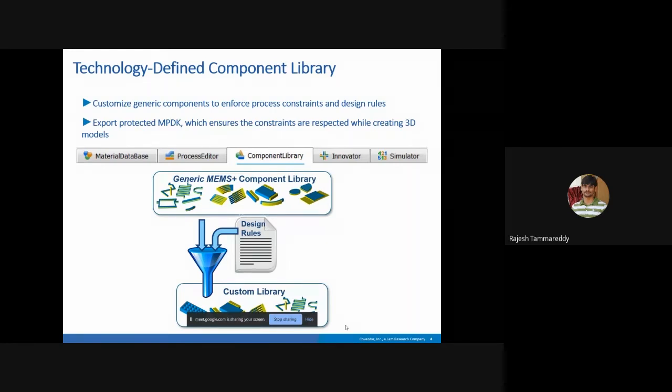And the second tab is the process editor. Here you create the process flow. Similar to the process editor in Coventor, here also you have deposition steps, etch steps, and mask references. So you add the different steps. Here, we model process steps with a bottom to top approach of your MEMS cross section. If you take a die cross section, from substrate to the topmost layer, whatever you already have is what we are modeling in the process editor.